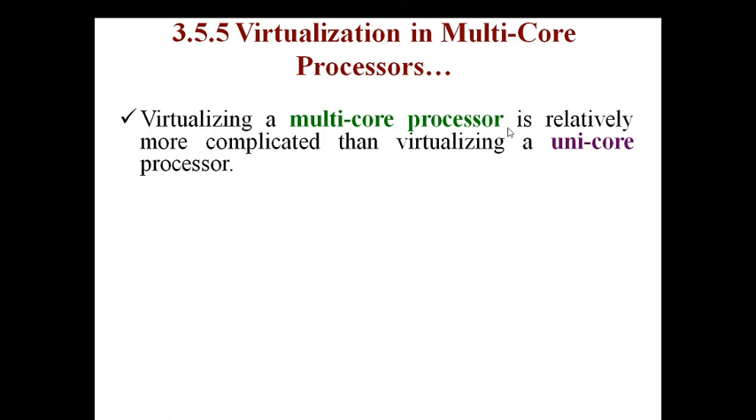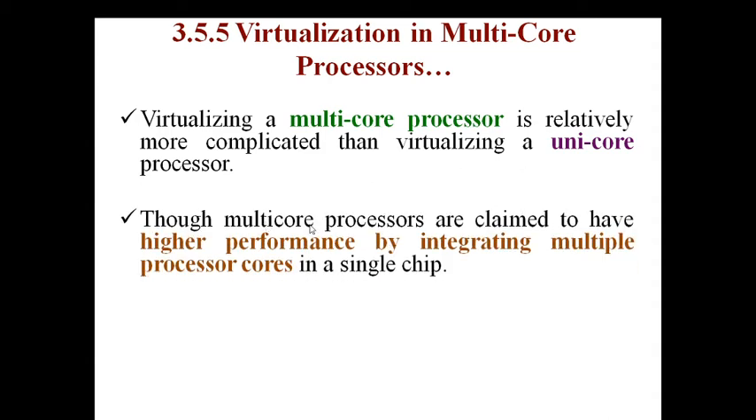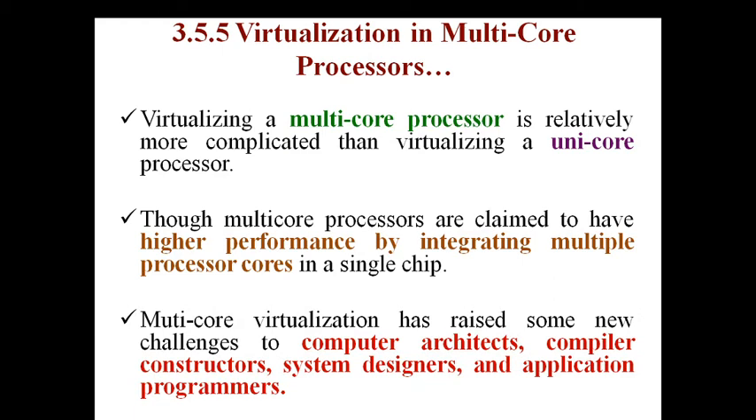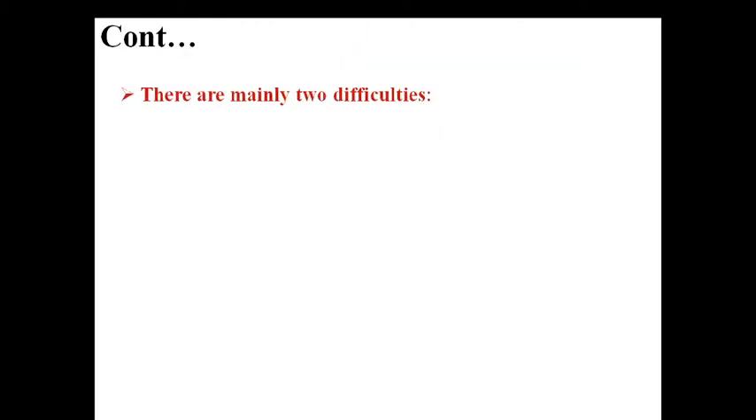So virtualization in a multi-core processor is relatively more complicated than virtualizing a unicore processor. We know that though multi-core processors are claimed to have higher performance by integrating multiple processor cores in a single chip, we are saying that it is giving better performance only because of the multi-core and multiple processing concept. But a little bit of overhead we need. Multi-core virtualization has raised some new challenges for computer architects, compiler construction, system designers and application programmers. These are all the people who will take care of it, and they have to operate in a perfect manner so that multi-core virtualization can happen.